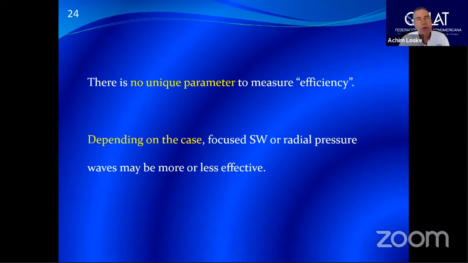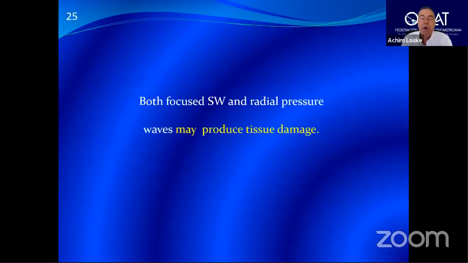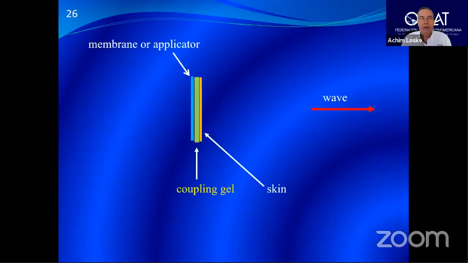Depending on the case, focused shock waves or radial pressure waves may be more or less effective. Both shock waves and radial pressure waves may produce tissue damage. This is important, especially if you have air cavities inside the body. Both devices can be very, very dangerous. So you have to be very careful about what procedure you are performing.